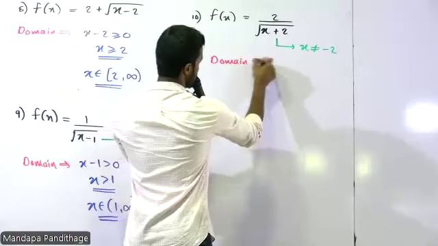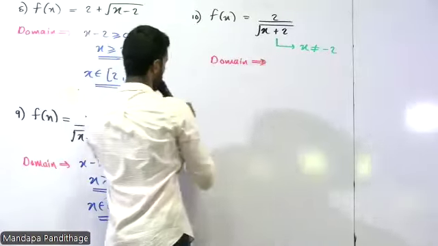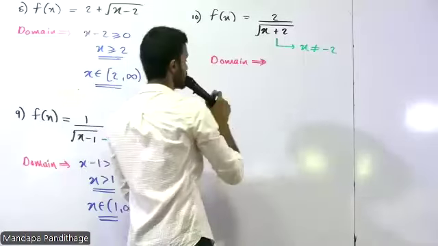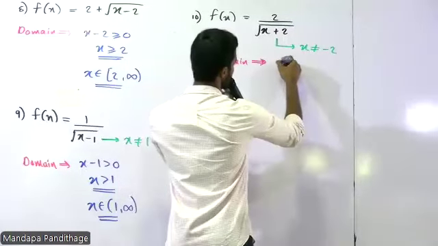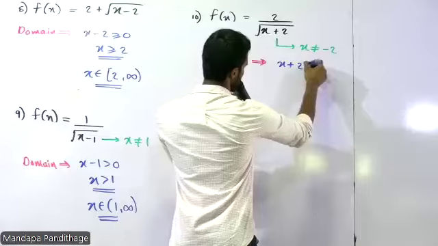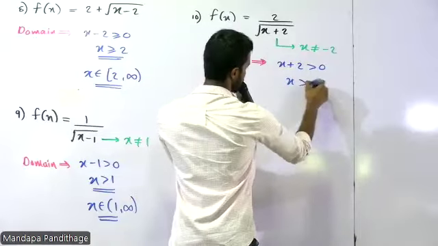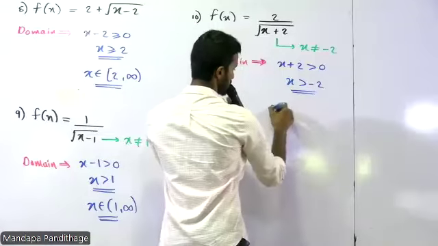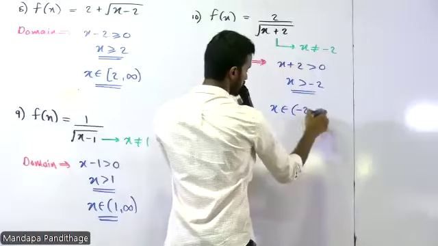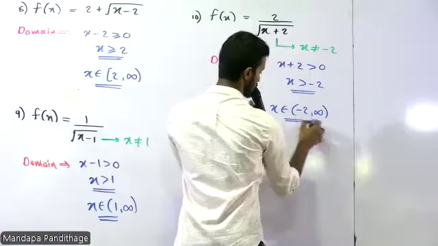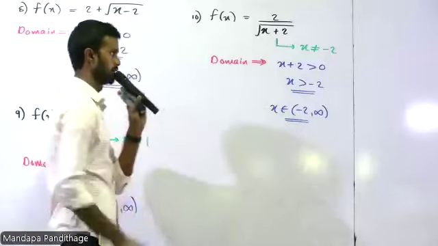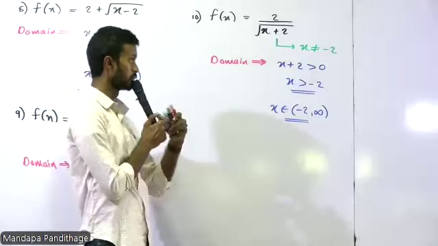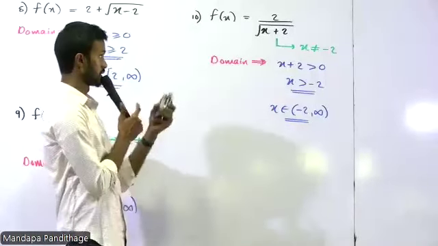So when you consider the domain, x plus 2 is greater than 0. So x is greater than minus 2. Clear? Set notation, x is an element of the interval, normal bracket minus 2 up to infinity. Clear? Has a book got question number 10 correct?